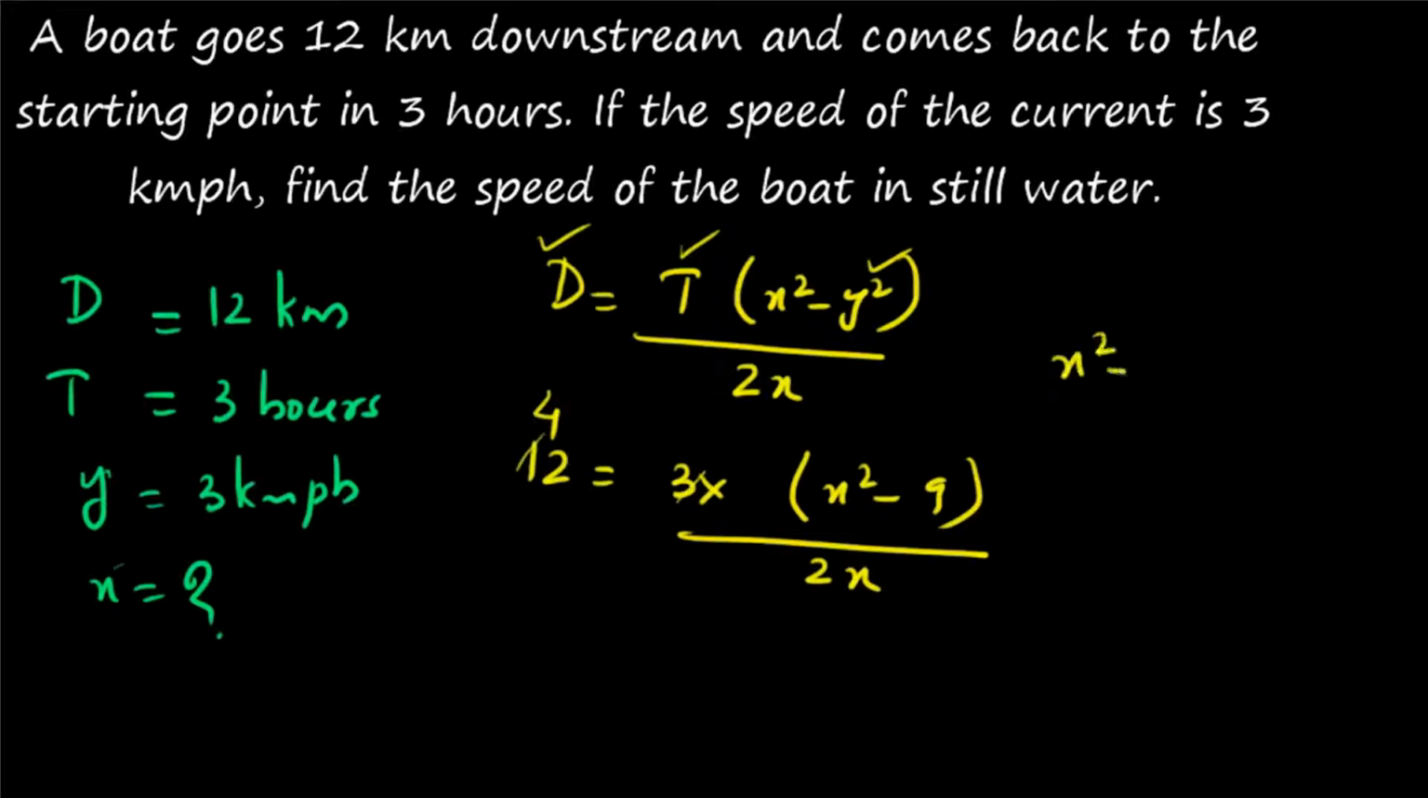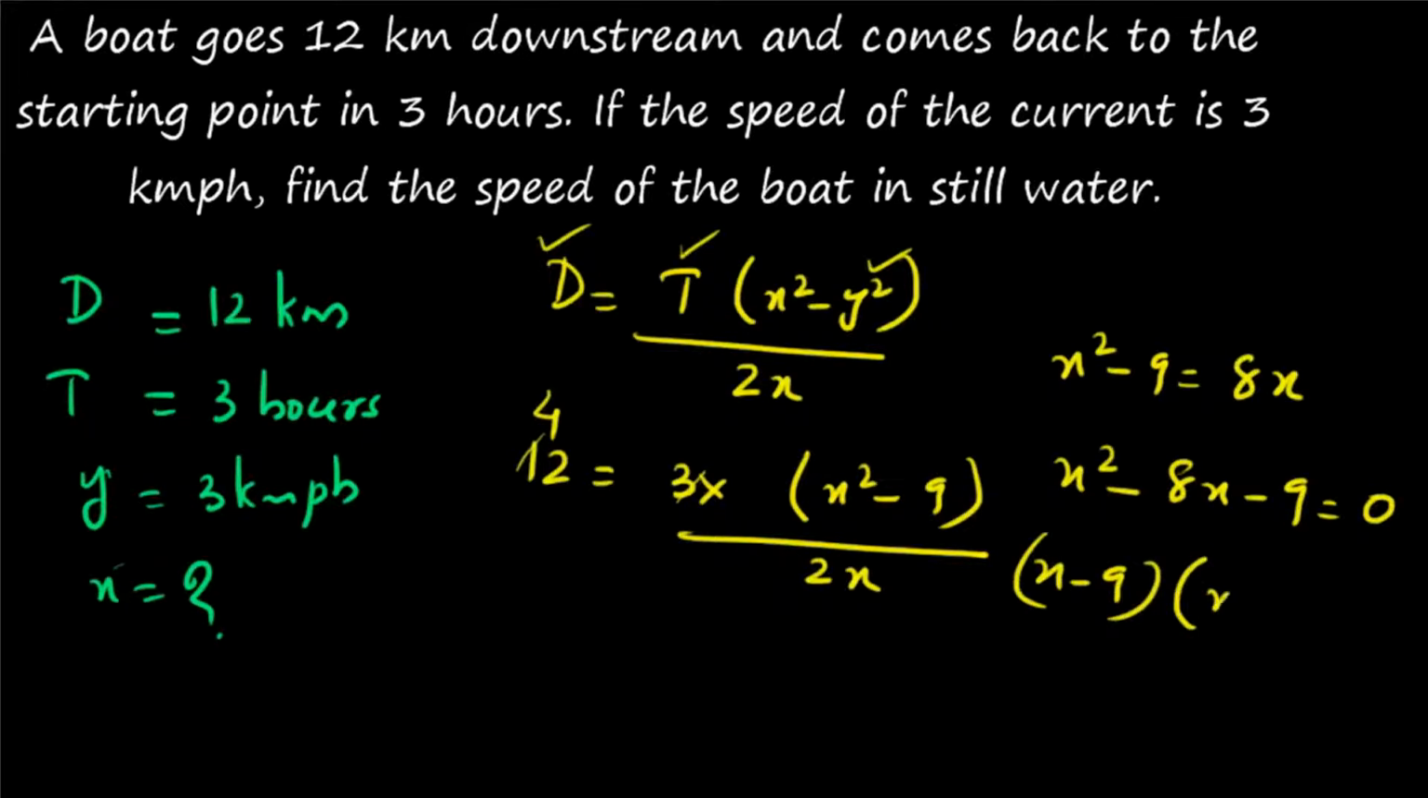So x square minus 9 is equal to 8x, which gives you x square minus 8x minus 9 is equal to 0. Sum should be minus 8 and product should be minus 9. So (x minus 9) into (x plus 1) is equal to 0. So you will be getting the answer. Product is equal to minus 9 and sum is minus 9 plus 1, which is minus 8. So your x will be equal to 9 km per hour. So that is the speed of the boat in still water.